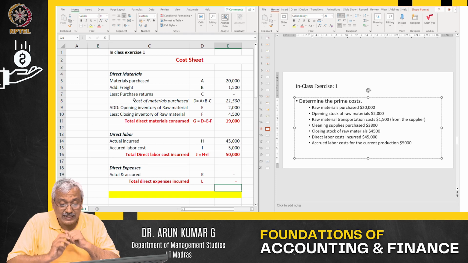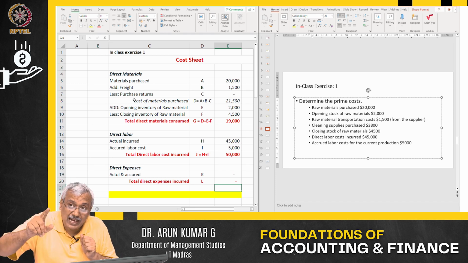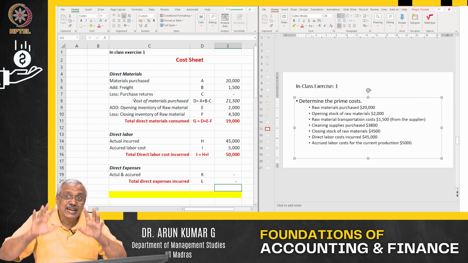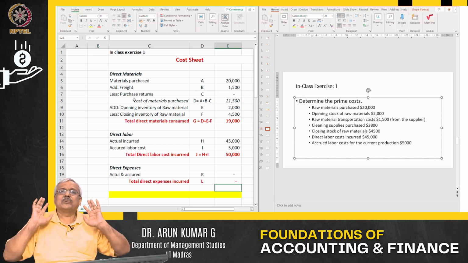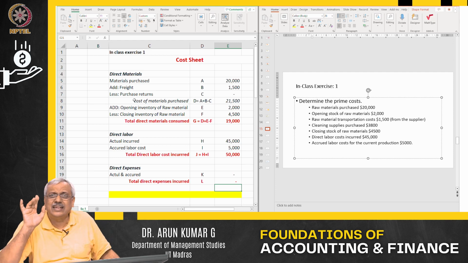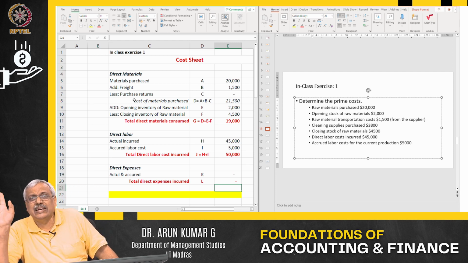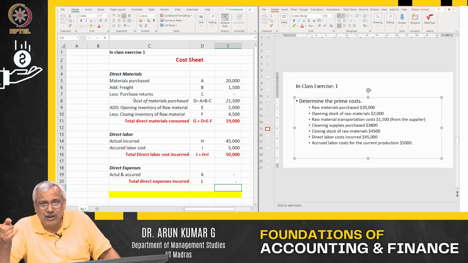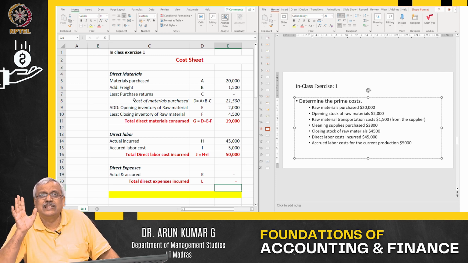Sir, then where will the cleaning supplies go? It will go under the head manufacturing overhead. It does not become a direct cost, because I cannot find traceability unless it is an integral part of production. Since I will not be able to find the traceability, I am not considering it as a direct expenditure in this particular case.